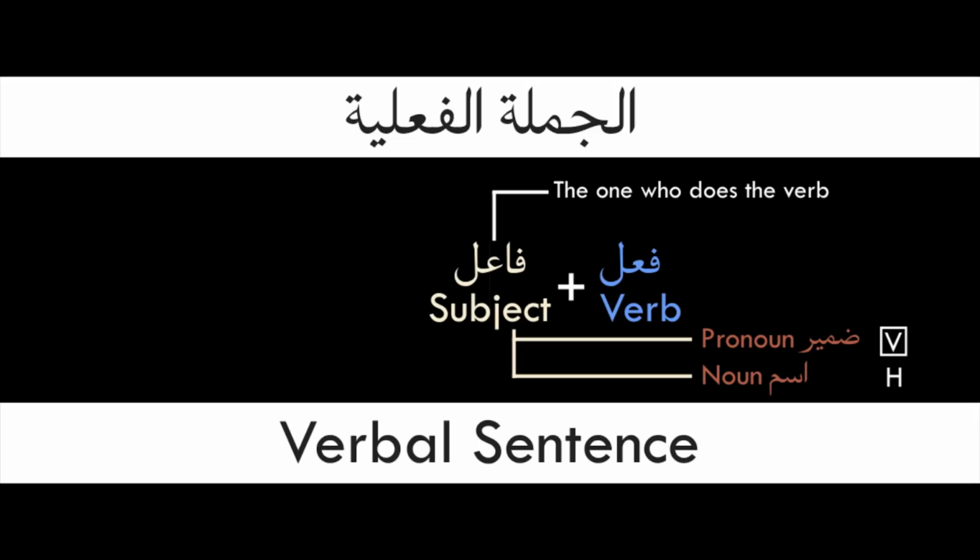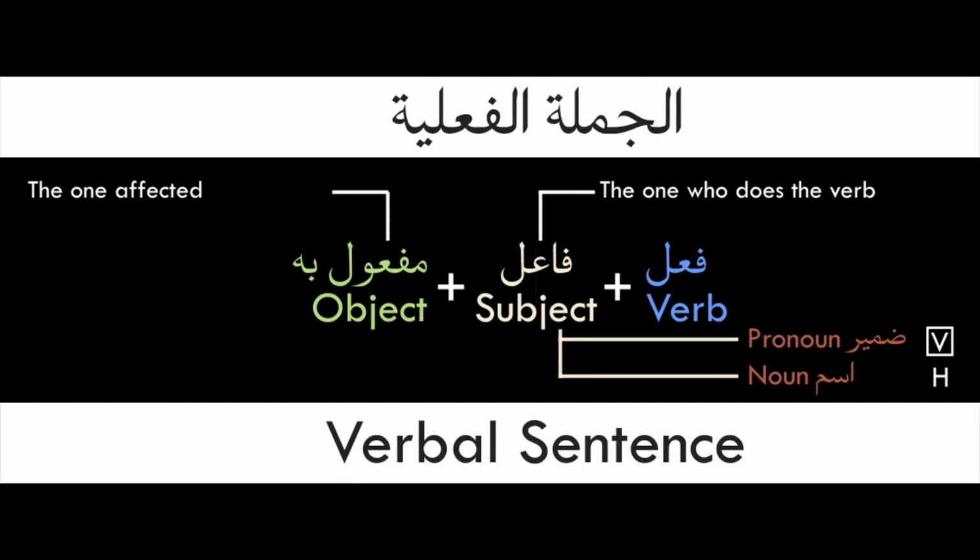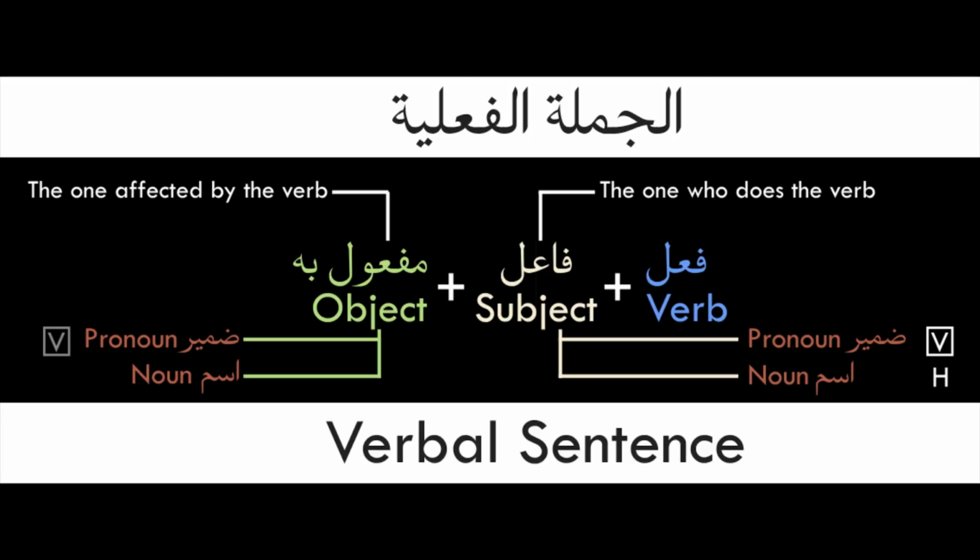In some cases, you can find this doer followed by a direct object, maf'ulun bih, which is the person or the thing affected by the verb. And also, it may come as a noun, a pronoun, and may be visible or hidden. And in some other cases, you can switch between the subject and the object with no changing of the meaning.